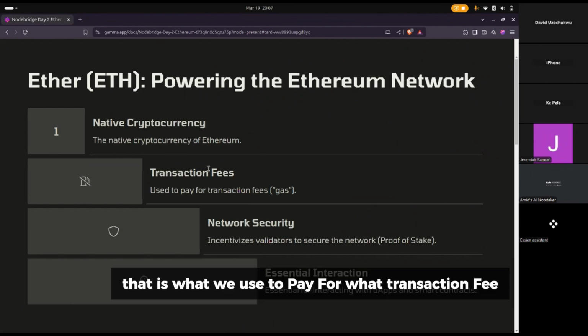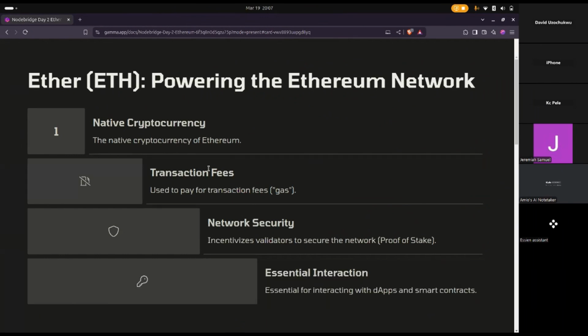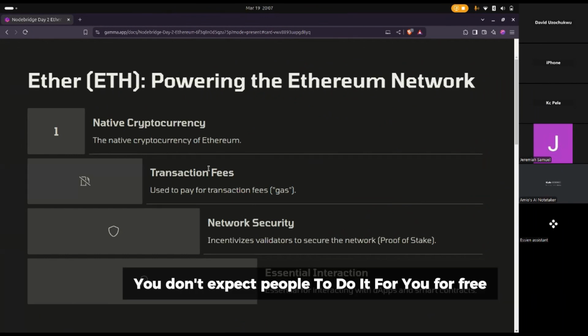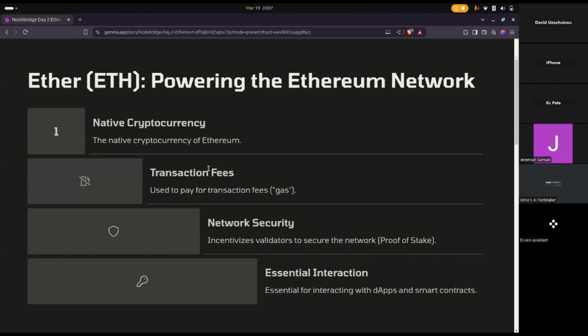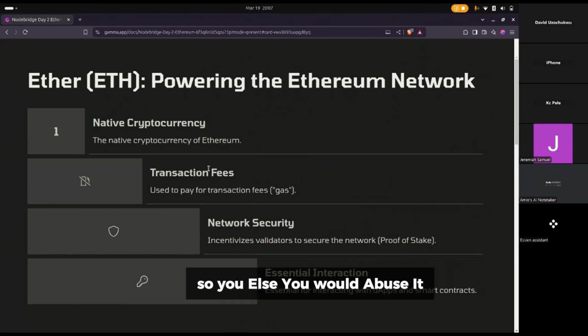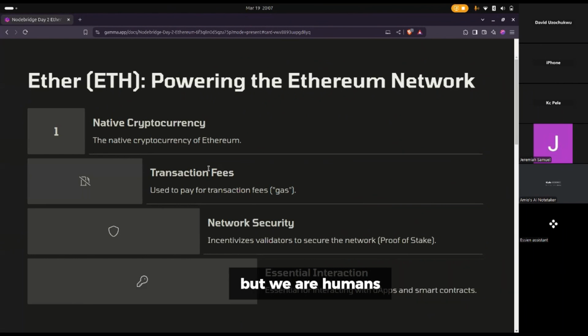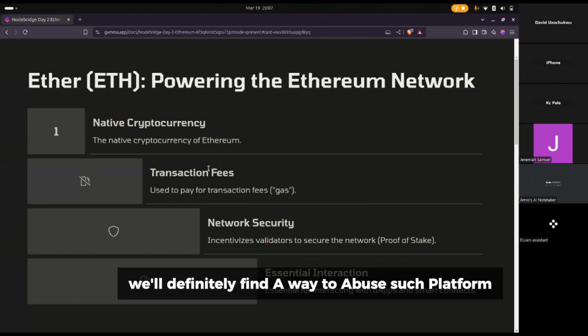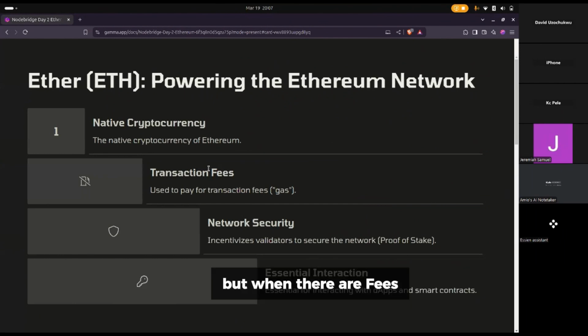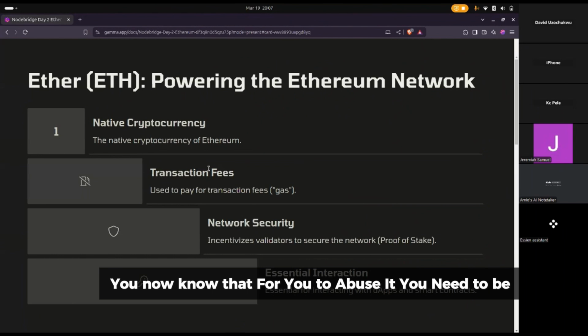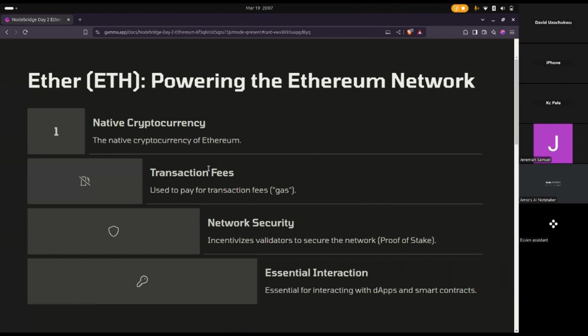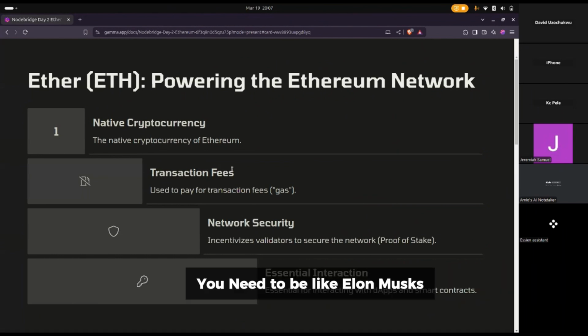That is what we use to pay for transaction fees, because whatever you do, you don't expect people to do it for you for free. So you would abuse it. That is why so many things now you just have to pay for, even when they're meant to be free. But we are humans, we'll definitely find a way to abuse such platforms. But when there are fees, you now know that for you to abuse it, you need to be like Elon Musk. But yeah, that's by the way.